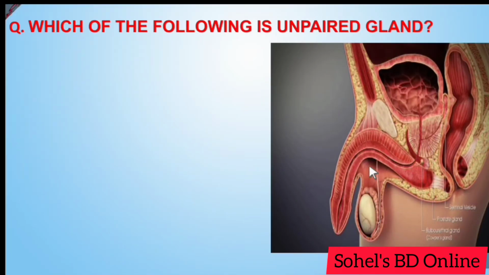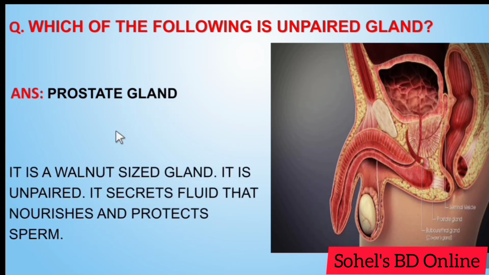Next, which of the following is an unpaired gland? Answer: prostate gland. It is a walnut-sized gland. It is unpaired. It secretes fluid that nourishes and protects sperm.